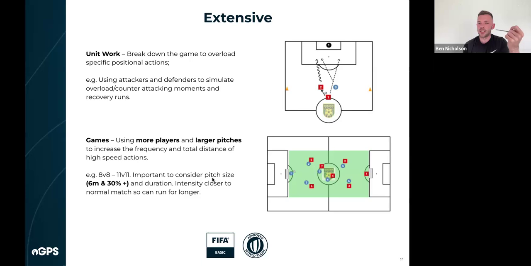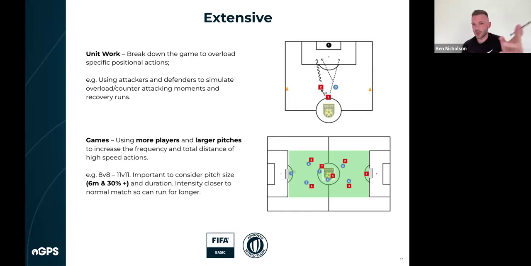So you've got a 2v1 overload. Your defender is encouraged to recover back in quick. The player who starts the drill also has to get in fast. So straight away, you've got 3 players running towards the box. If it's successful and they score, which you'd like to think they would on a 2v1 overload, then the defender would run back to a predefined distance.